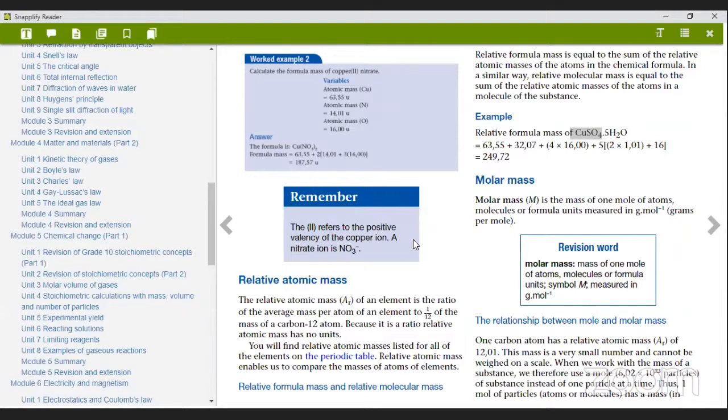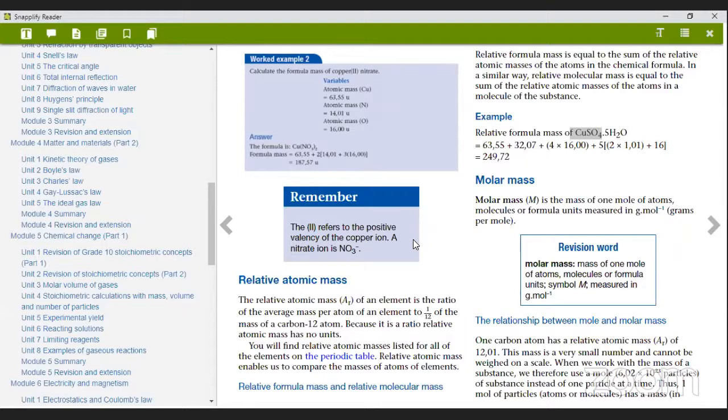Okay, then let's move through to relative atomic mass. The relative atomic mass of an element is the ratio of the average mass per atom of an element to the mass of a carbon-12 atom. Because it is a ratio, relative atomic mass has no unit.